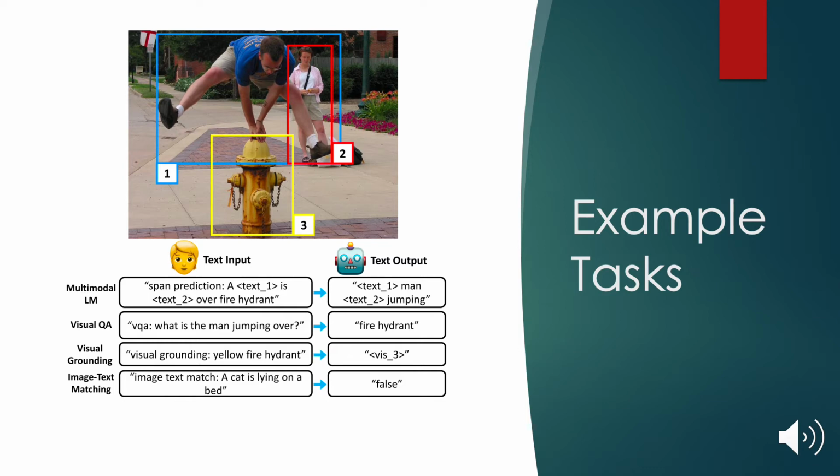Another task, and we'll get into this a little bit, is visual question answering, where we can ask a natural question, what is the man jumping over? And the answer will be given: fire hydrant. Then there's a visual grounding task, which asks what something is and where it might be relative to something else. So here in this example, it's asking where is the yellow fire hydrant, and the output is text, which is saying viz underscore 3, which is a token to represent the box labeled 3. And we'll get into these tasks.